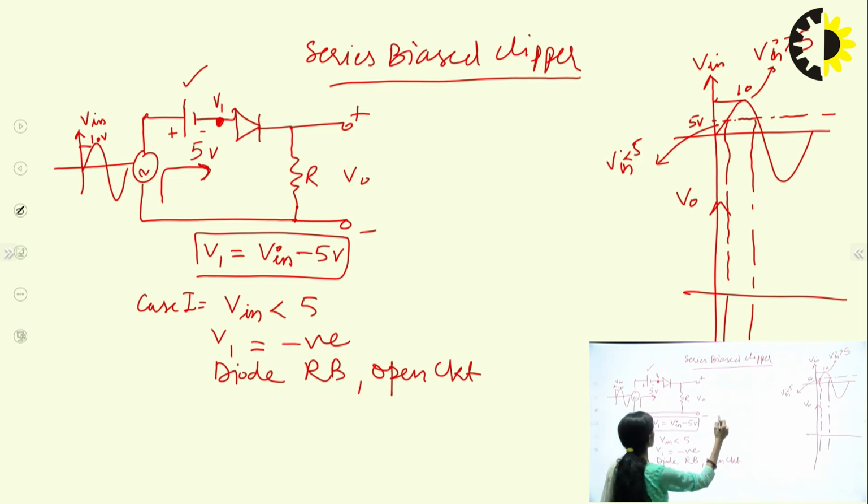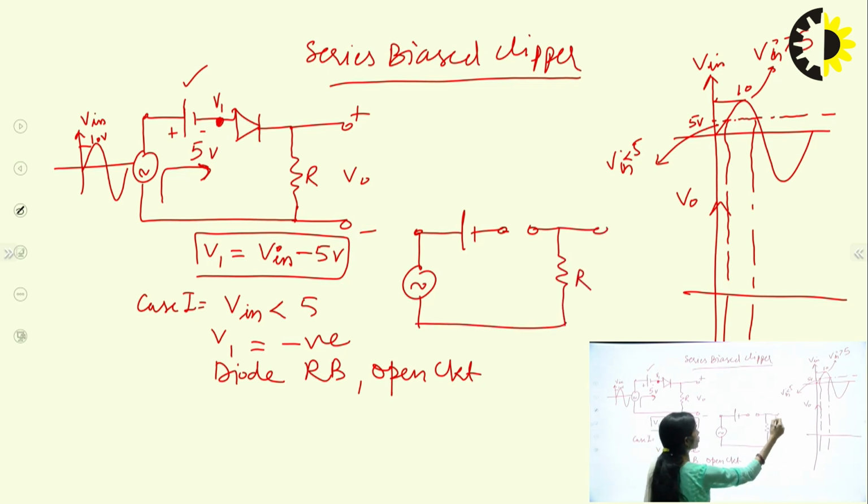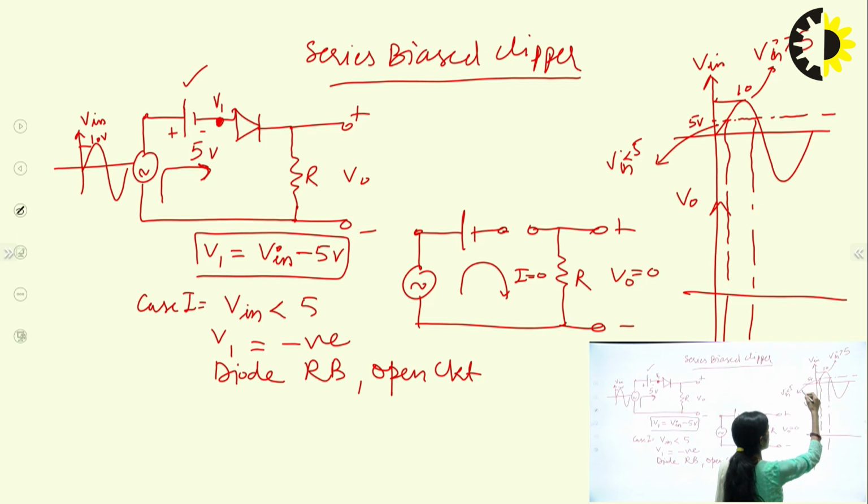We will get the circuit like this. This is the input signal, and this is the battery, and this diode will act as an open circuit. So in this case, I will get the output as 0, because the current is 0. So if the current is 0, output will also be equal to 0. So for V in lesser than 5 volt, we will get 0 output. So it can be marked here.